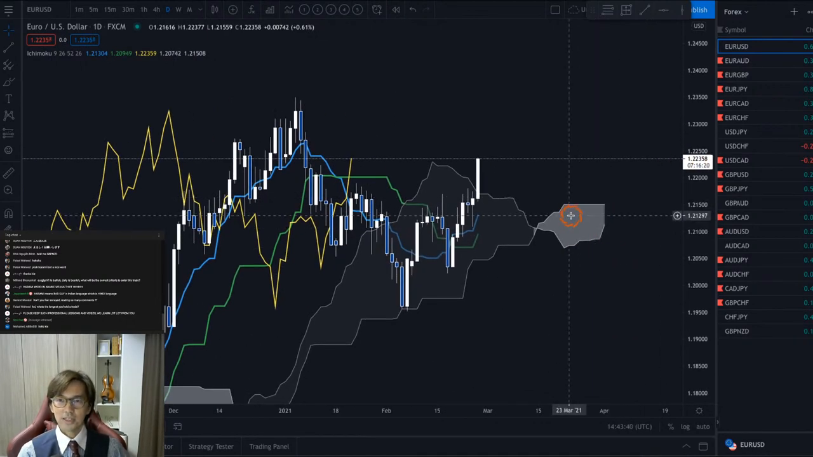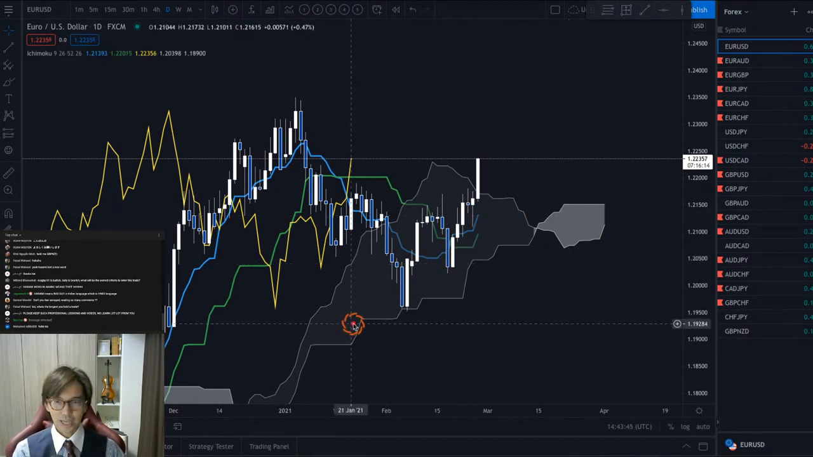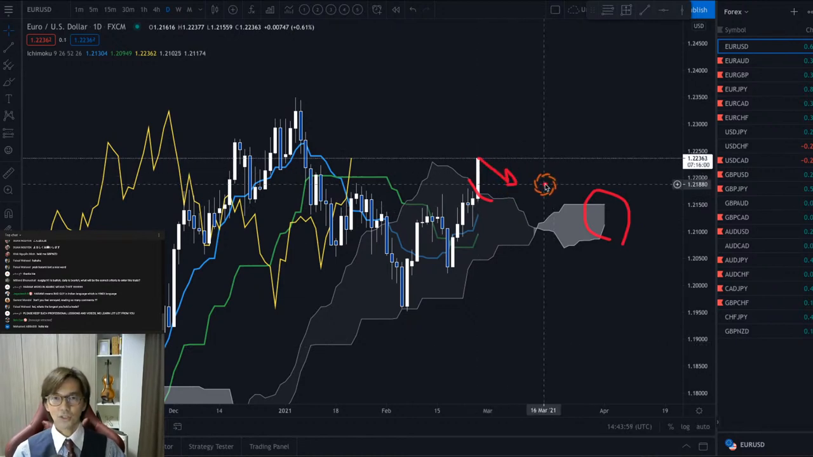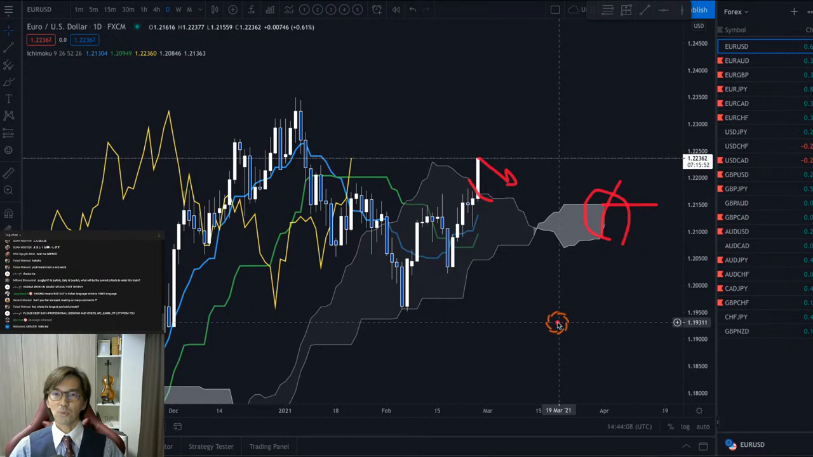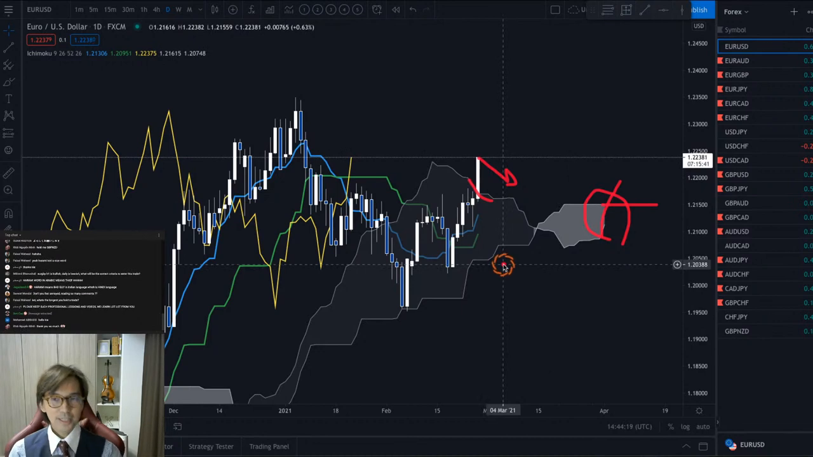But this Kumo, you see, this is bearish Kumo. In my chart color setting, this dark gray Kumo is bullish and this light gray is bearish, and the Kumo is not yet twisted bullish. So although I do see the Kumo breakout over here today, it might retrace backwards soon. So unless I see Kumo twist, I won't trade in the daily chart, but we might see uptrend in the 4-hour chart.